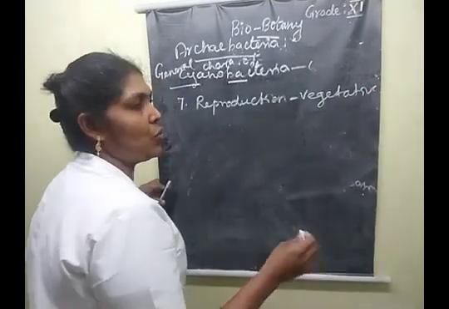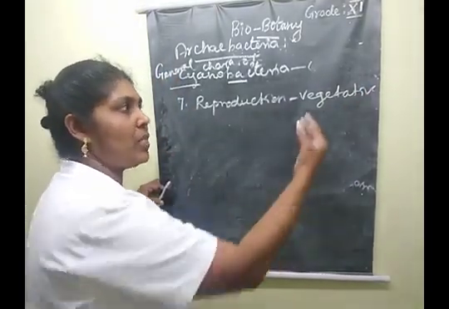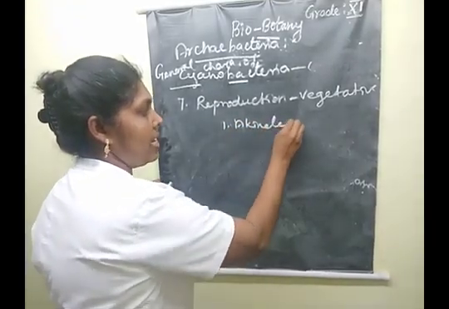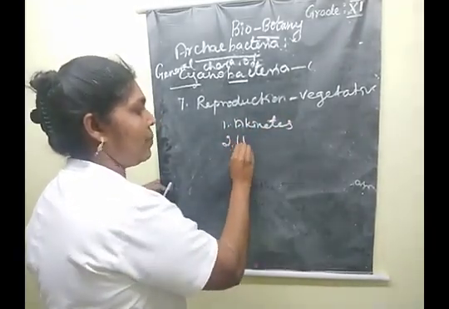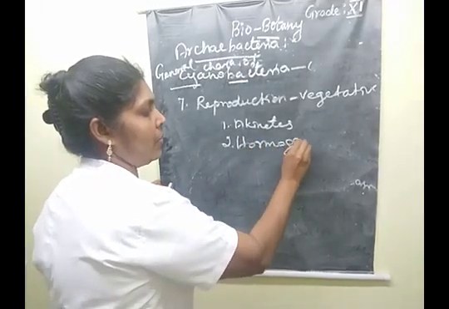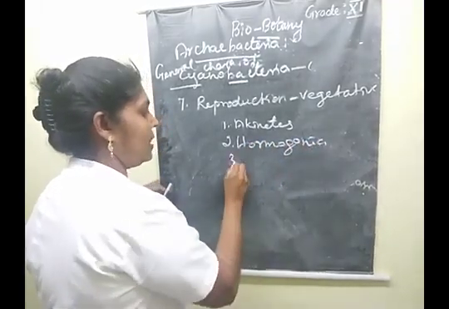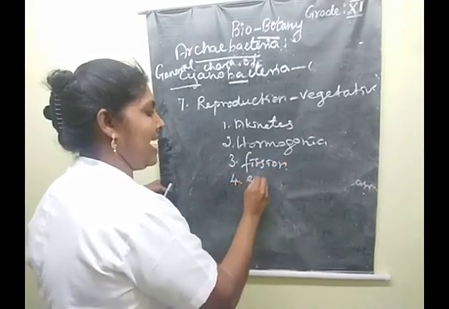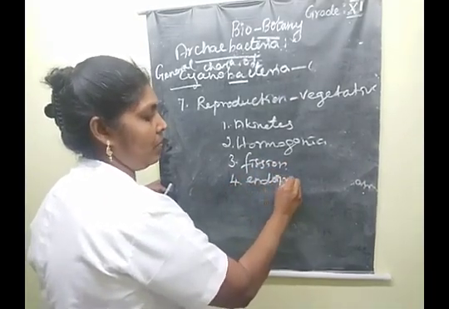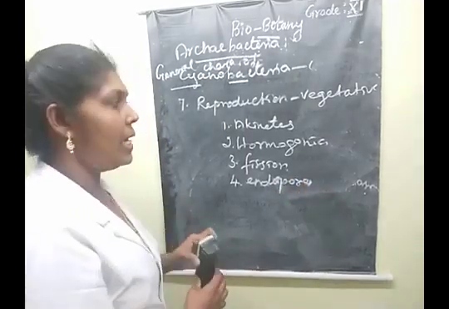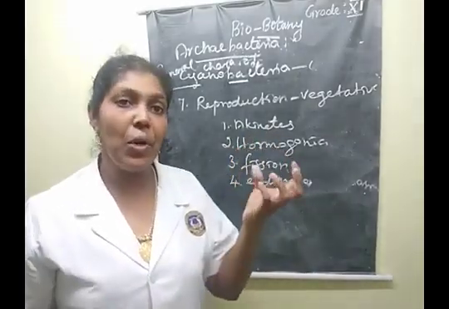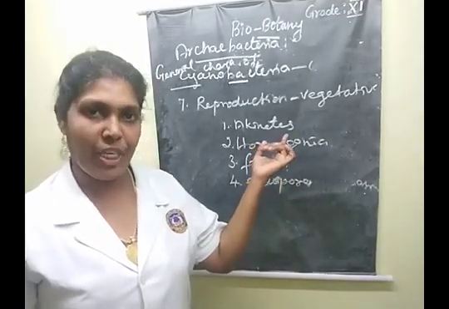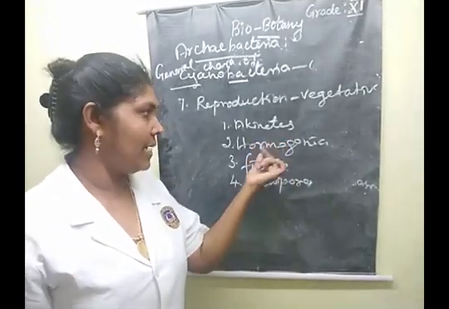What are the vegetative methods of reproduction? First, they form akinetes and hormogonia, third is fission, and fourth is endospores. They form endospores. Clear? Akinetes are thick-walled dormant cells that they get from vegetative cells. Clear? That's akinetes.